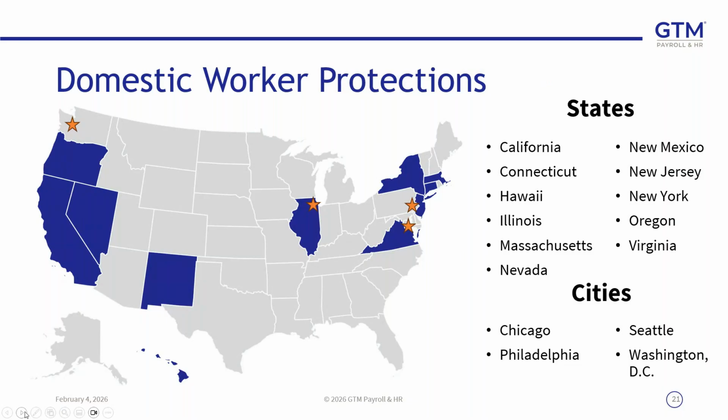The first Domestic Workers Bill of Rights took effect in New York in 2010. And since then, several other states and the cities of Chicago, Philadelphia, Seattle, and Washington, D.C. have enacted similar laws to grant basic labor protections to household employees. As a heads up, domestic worker protection legislation has been reintroduced in the state legislature in Washington, so we're keeping a close eye on that.